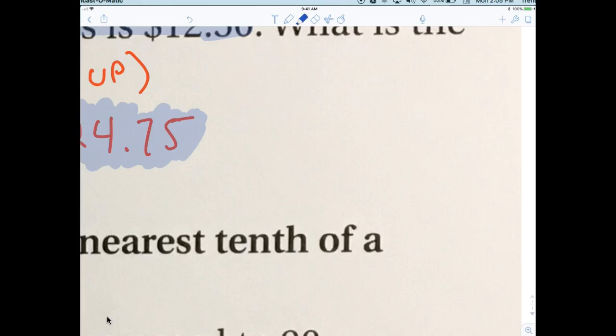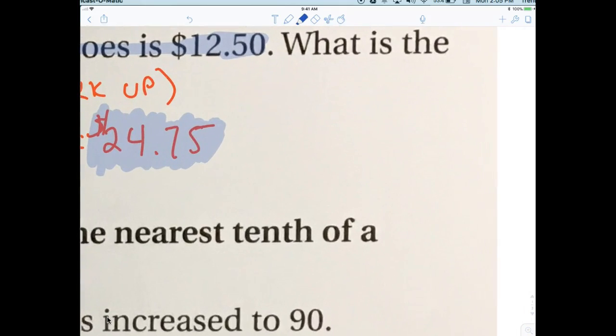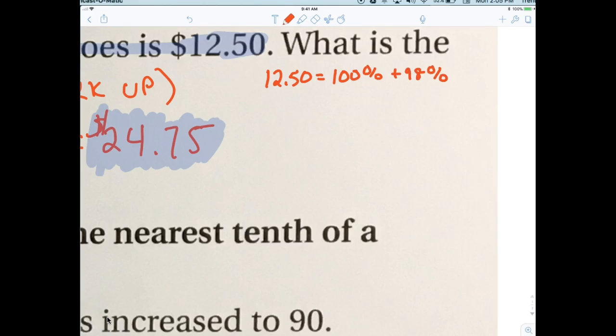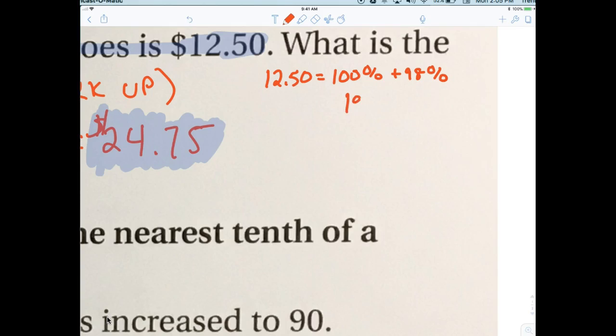Now, what was the cost originally? $12.50, right? And $12.50 represents 100%. But you have to mark it up how much? Watch me now, guys. If the $12.50 represents 100%, and I'm going to add 98%, what's 100% plus 98%? 198%. Now look at that. Take 1250 and multiply it by 1.98, and somebody tell me what that is.